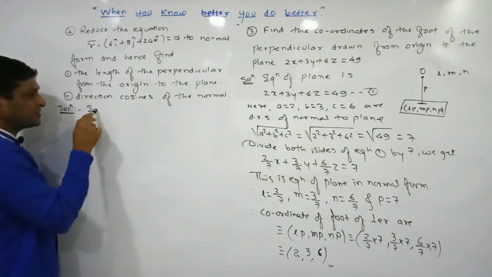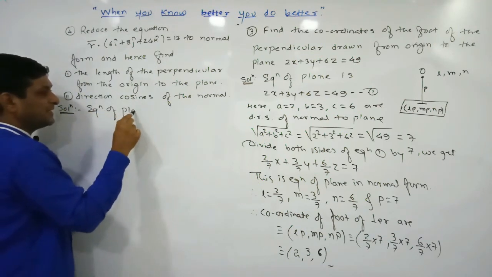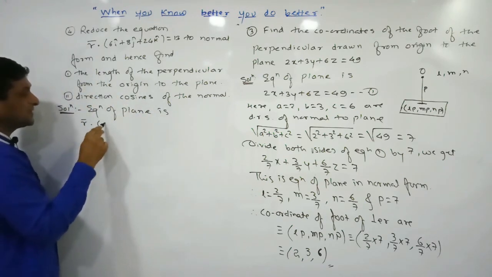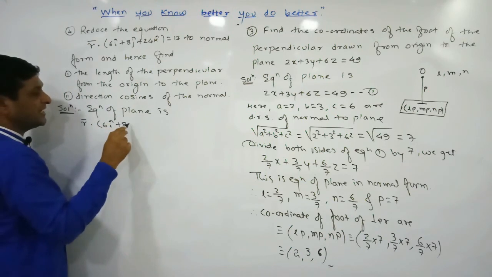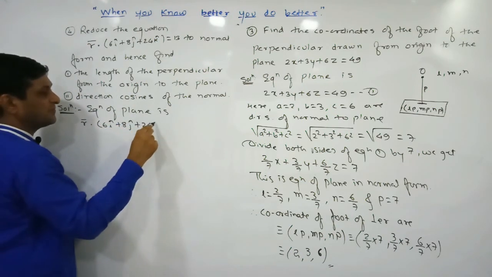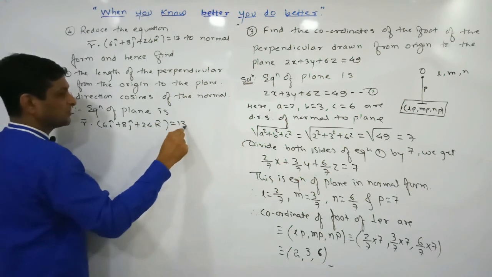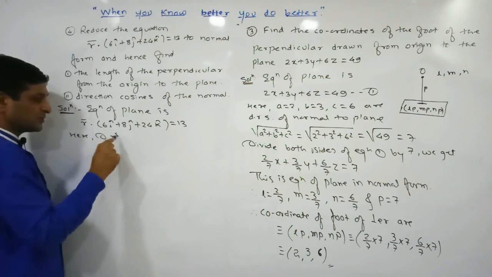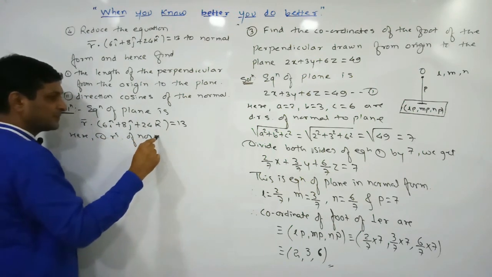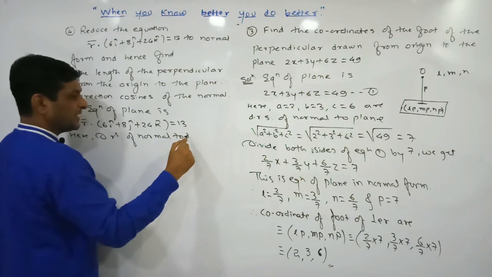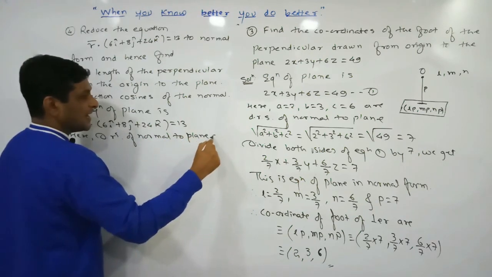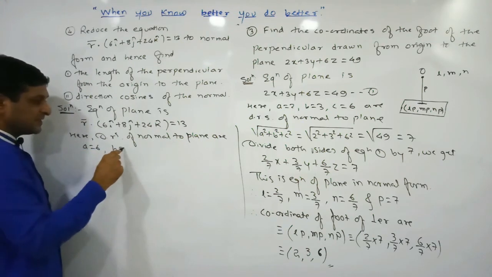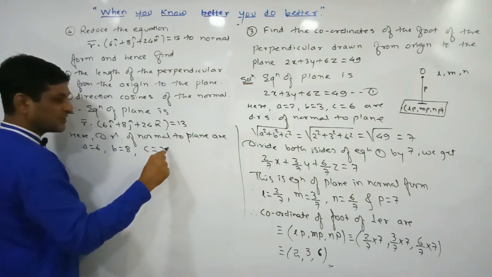So here, what is the equation of the plane? R bar dot 6i cap plus 8j cap plus 24k cap is equal to 13. So here we can say that the direction ratios of the normal to the plane are, what are the direction ratios? A is equal to 6, B is equal to 8 and C is equal to 24.